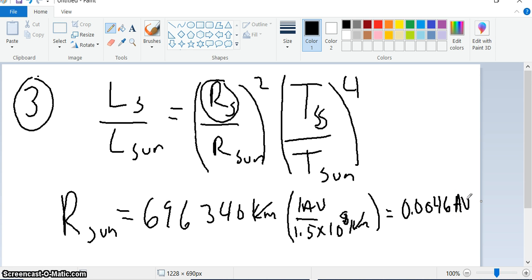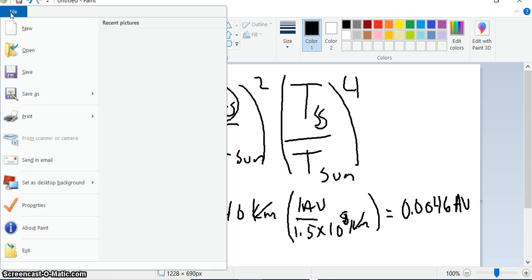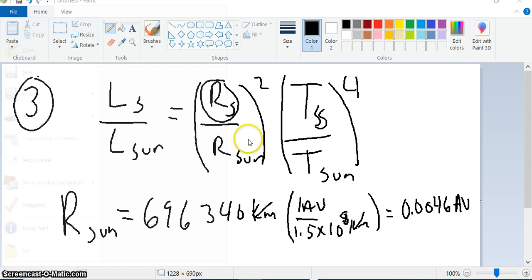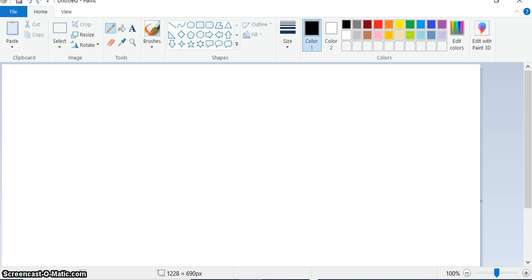All right, so that allows us to do this problem, because now we can put in the size of the sun for both part A and part B using this number right here, 0.0046 AU. So here we go. This is for part A.